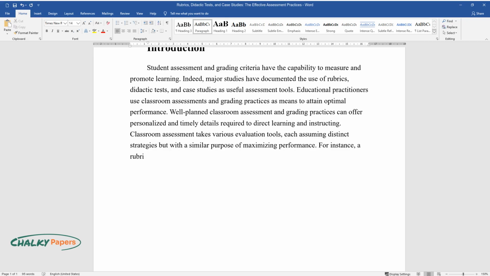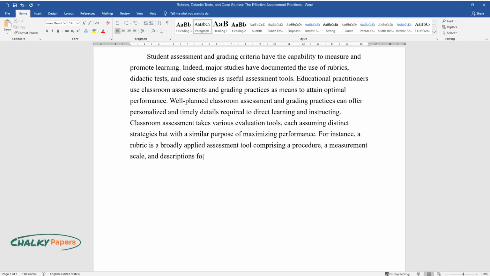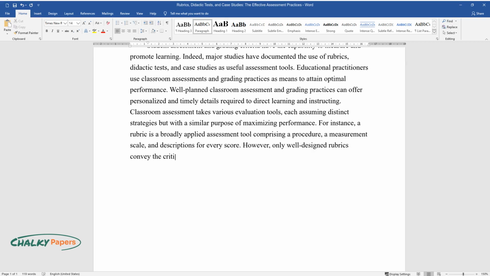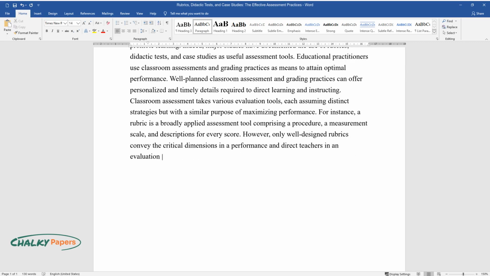For instance, a rubric is a broadly applied assessment tool comprising a procedure, a measurement scale, and descriptions for every score. However, only well-designed rubrics convey the critical dimensions in a performance and direct teachers in an evaluation process.